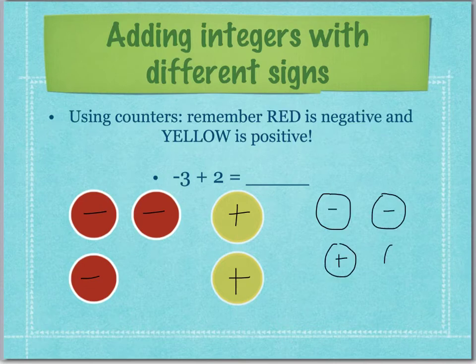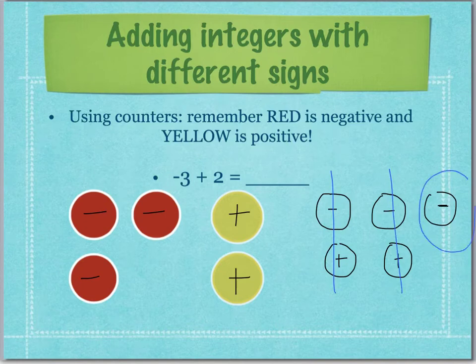So if we pair these up, it's going to leave us with 1 negative that's left over. And these would be crossed out because they're done and they're matched up. So I am left with 1 negative or red counter. And that is going to be the number 1 because there's 1 left. And we're going to put a negative sign in front of it because it's the red negative counter.